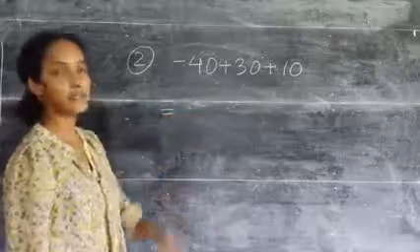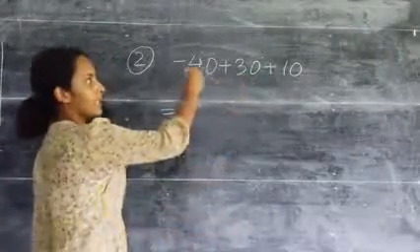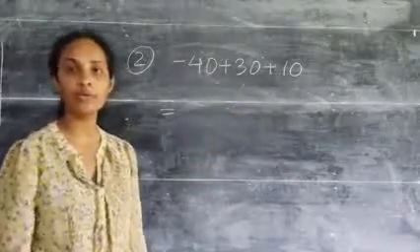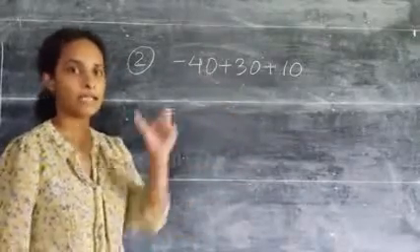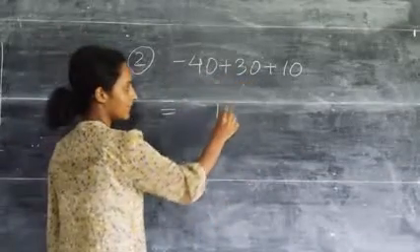Alright? So now let's look at this. Let's take the first 2 numbers, 40 and 30. Look at the signs. Minus plus. What do we do? Minus. Rule: minus plus, minus. Right? So 40 minus 30 is 10, right?